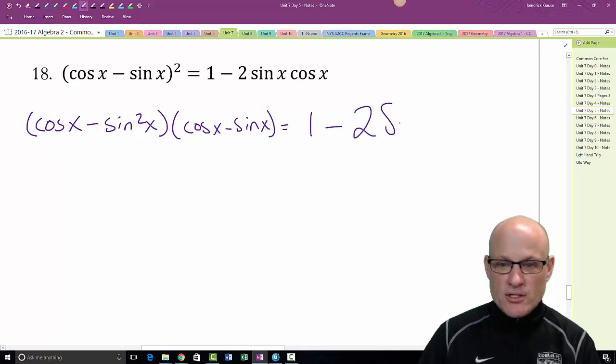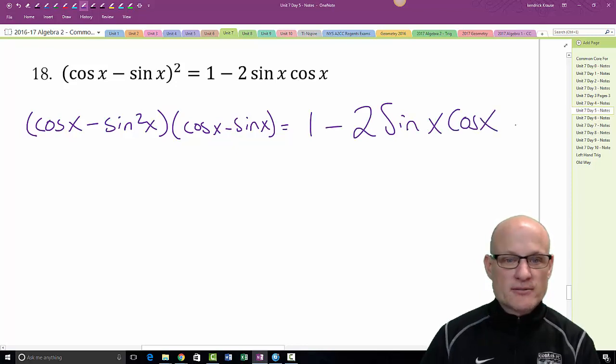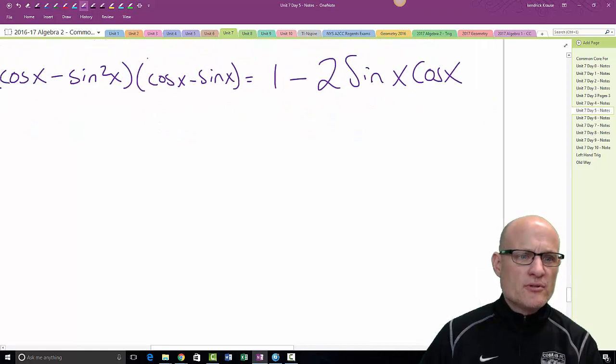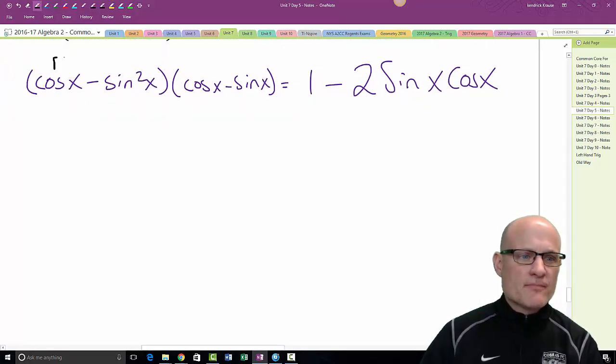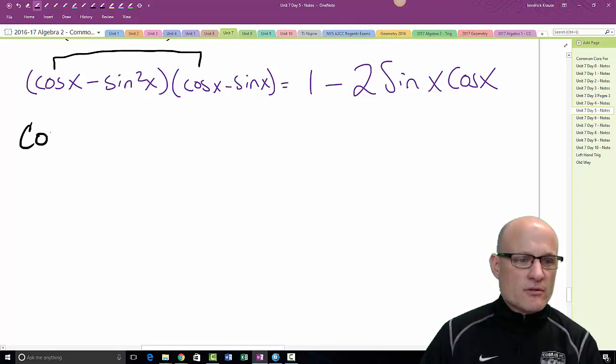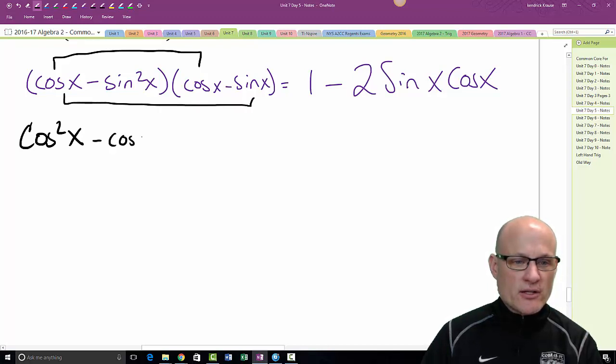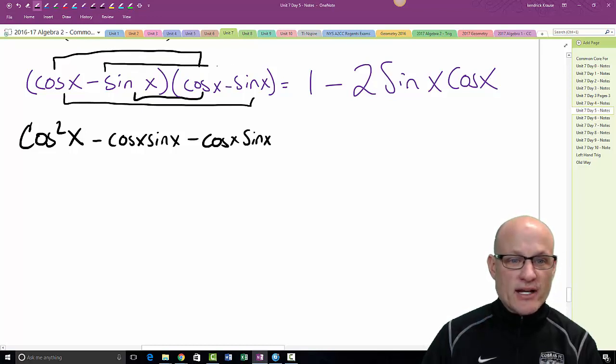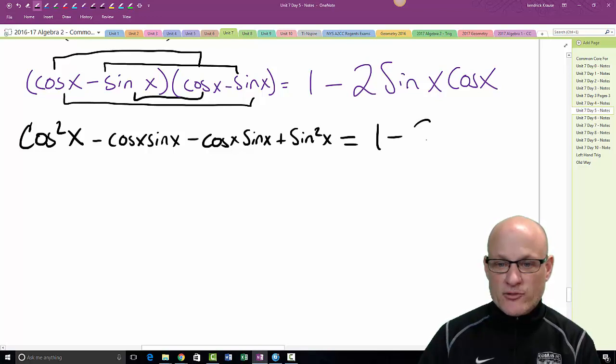Does it equal 1 minus 2 sine x cosine x? All right, so, oops, sorry. Let's double distribute this baby. That's cosine squared x. This is minus cosine x sine x. And this, oops, this shouldn't be a squared here. This is minus cosine x sine x. And then this is negative sine x times negative sine x, which is plus sine squared x. Does it equal 1 minus 2 sine x cosine x? Whew.